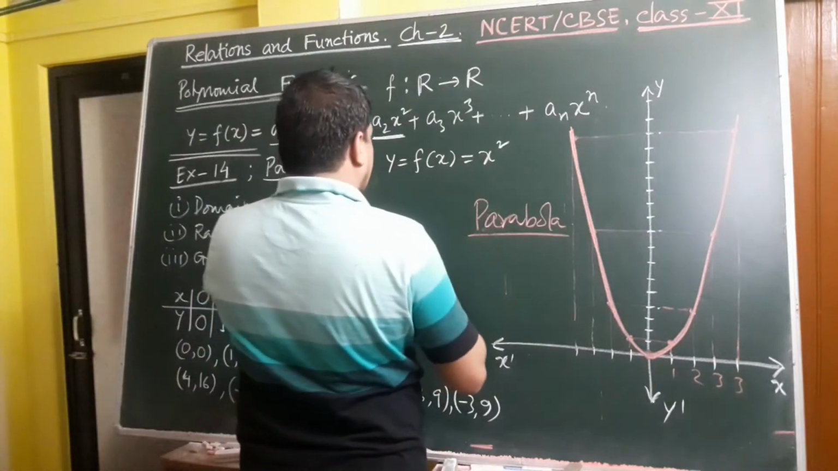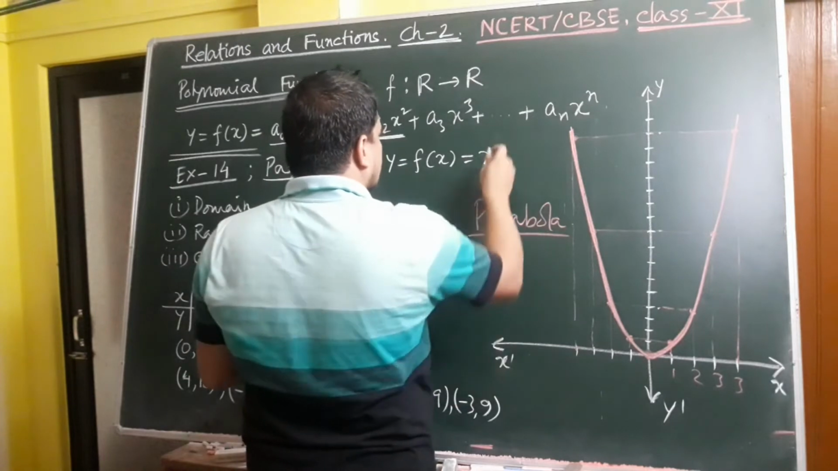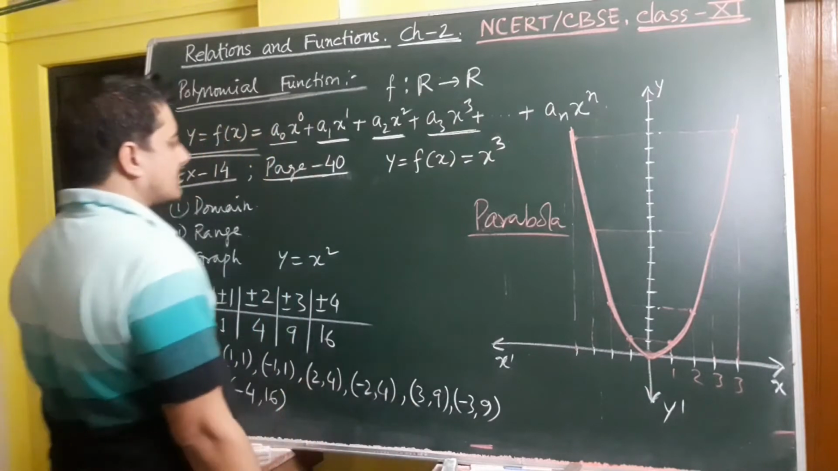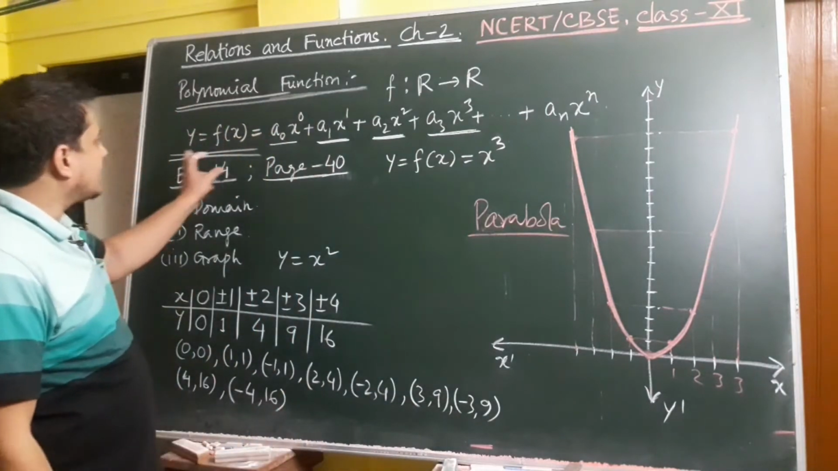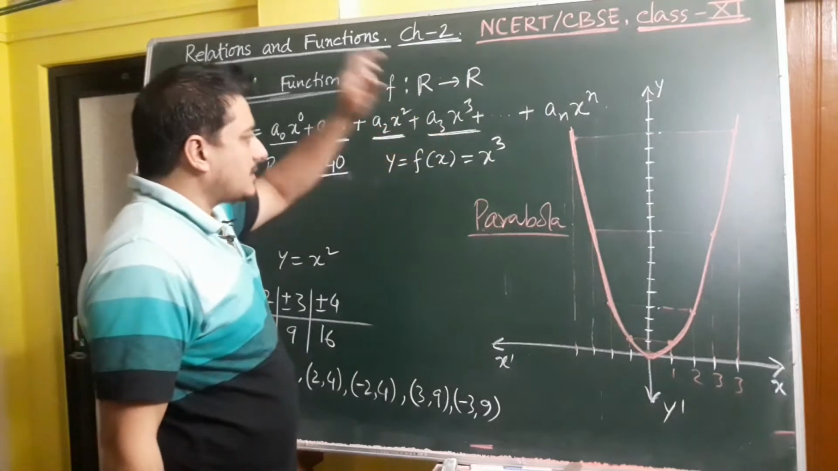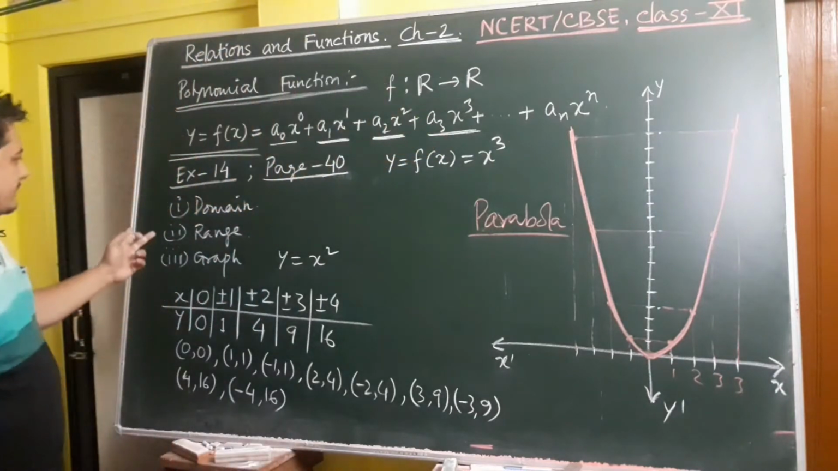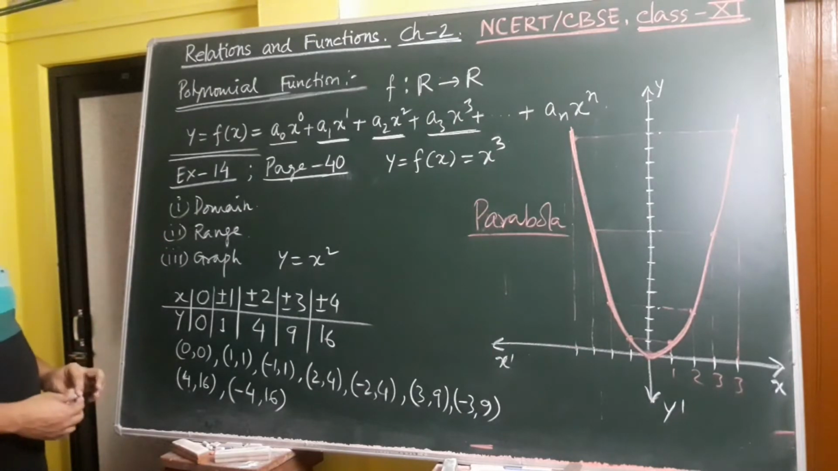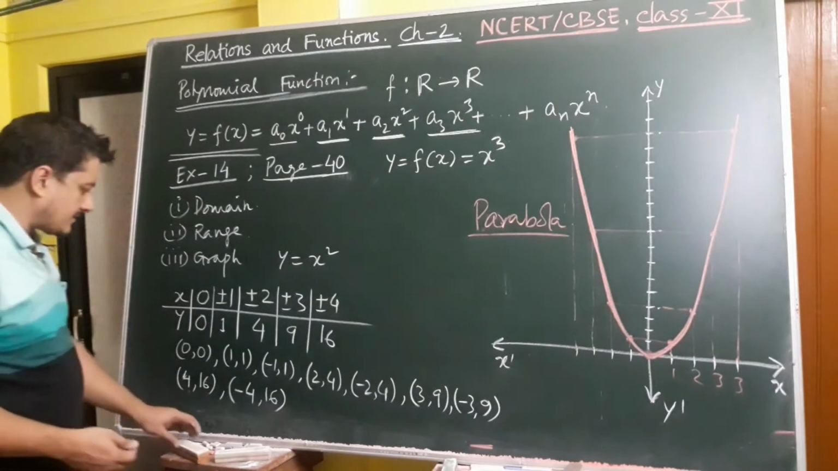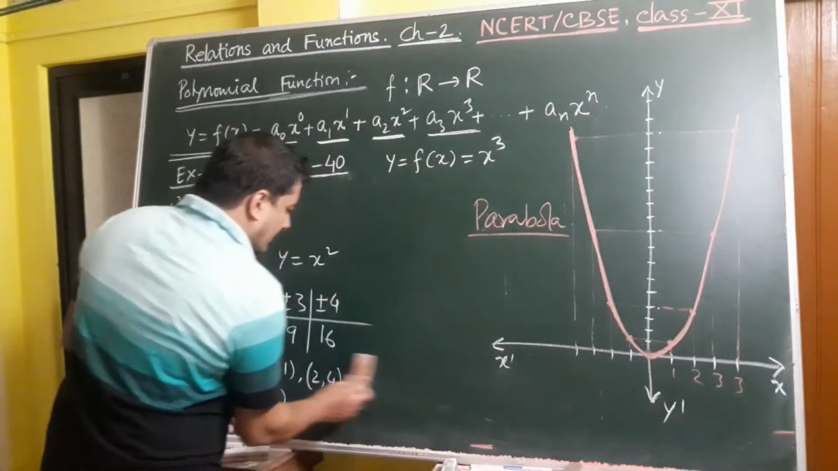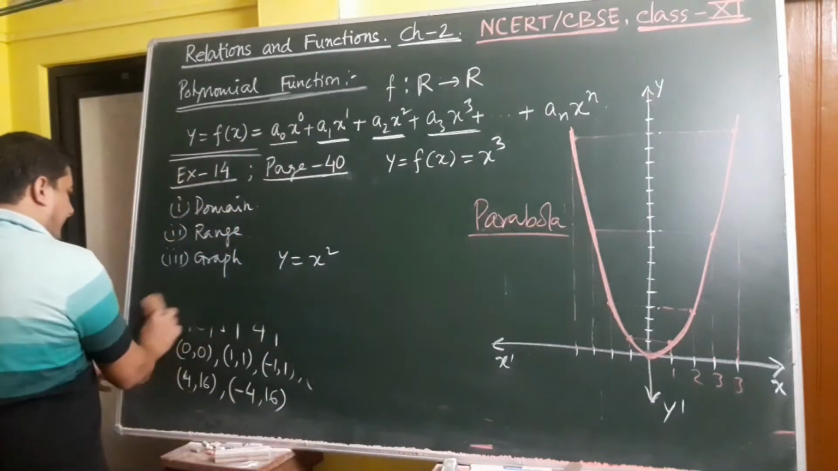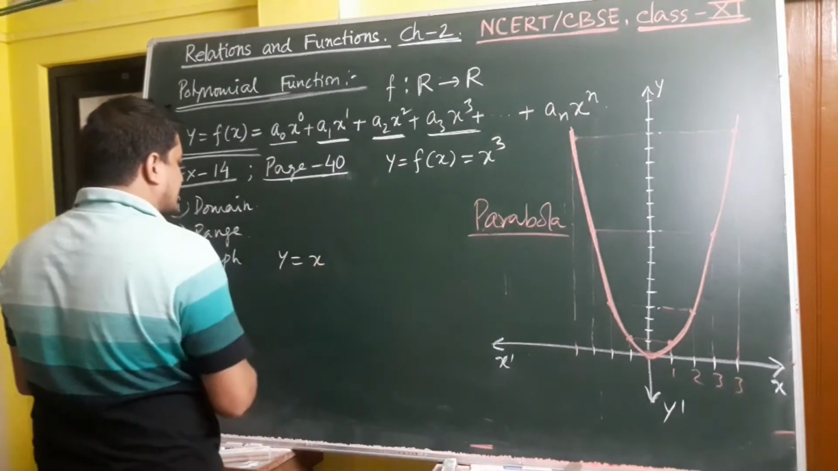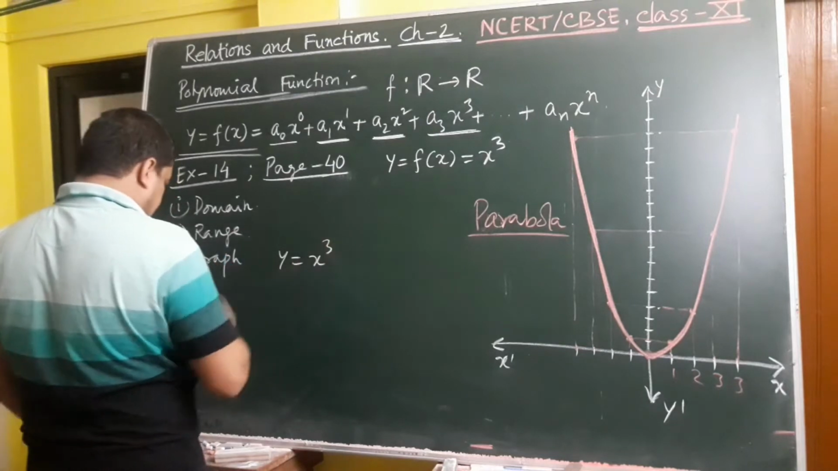And the equation is y is equals to f of x is equals to x cube. So now we are actually dealing with this one, x cube. You can see in this only with this term. Okay. So now you have to find the domain, the range, then the graph. Okay. So this is x cube.